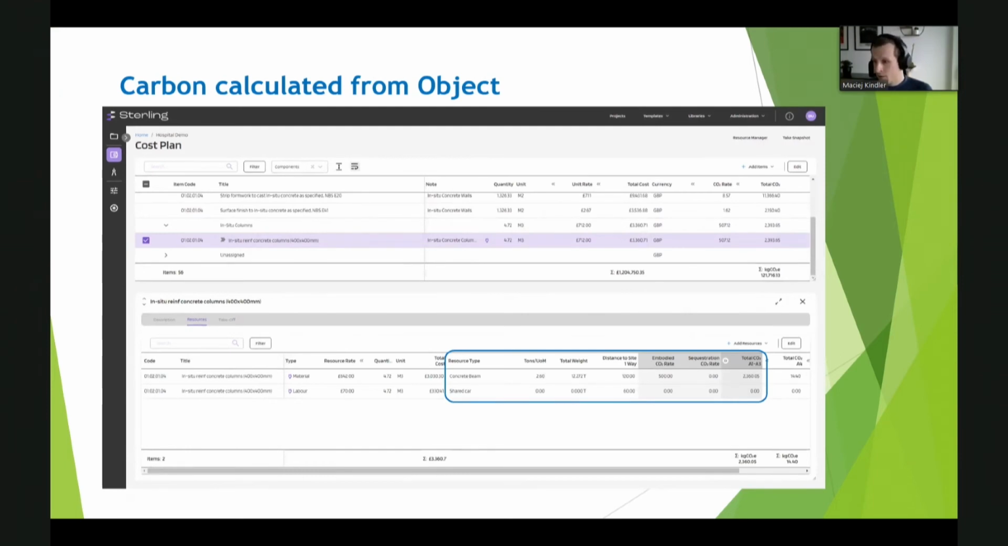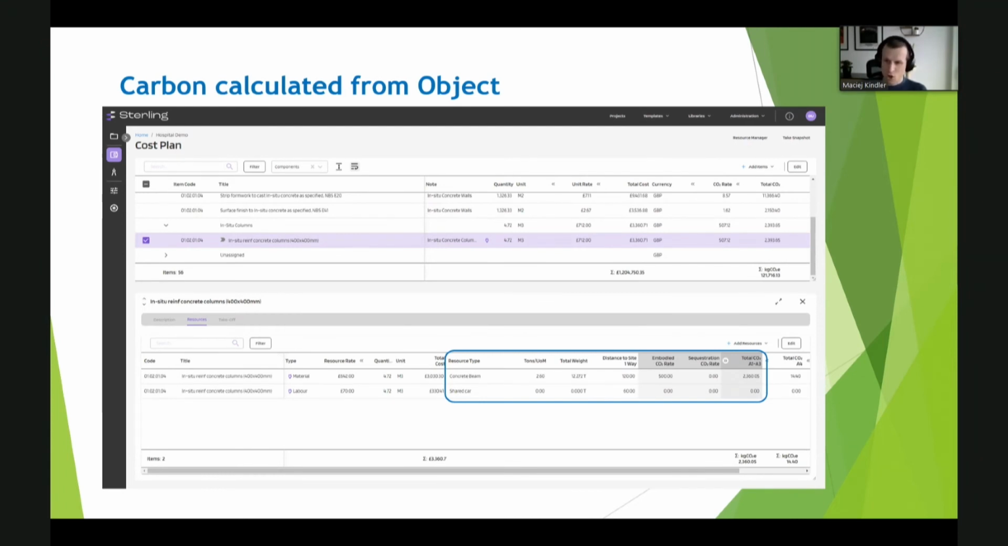So if you go from resources, you can be quite specific, providing energy consumption for individual plants, traveling distances for all the people, and most importantly, embodied carbon rate for individual type of resource. So in case of, for example, in situ objects, you would have an embodied carbon rate for concrete, reinforcement, wood, plywood that is necessary for shuttering, and so on.